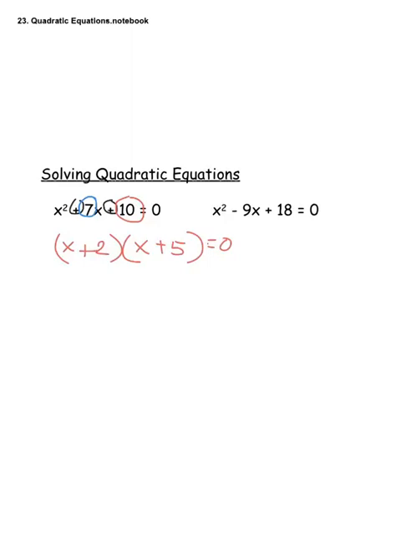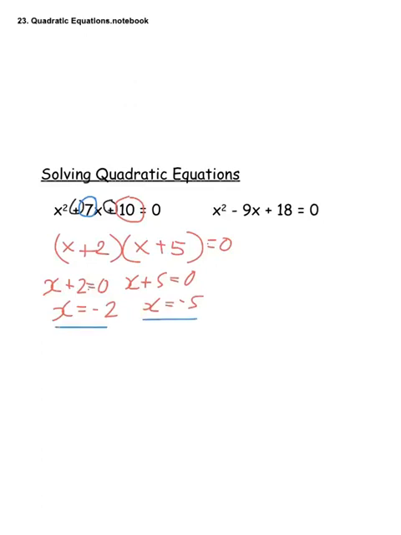After we've got that, we can solve this by equating each of our brackets equal to 0. Right, if x plus 2 is equal to 0, then x must equal negative 2. If x plus 5 is equal to 0, then x must equal negative 5. And that's our two solutions for our quadratic equation.